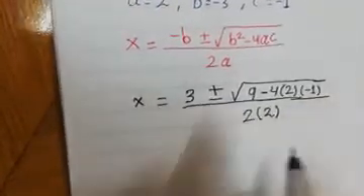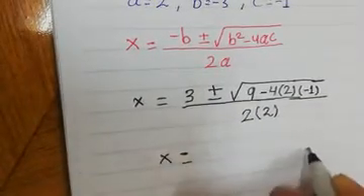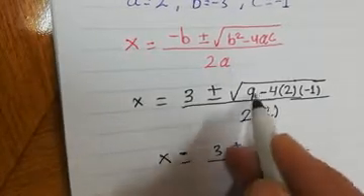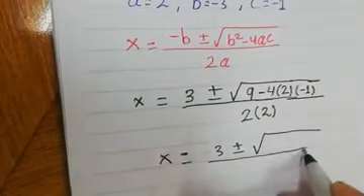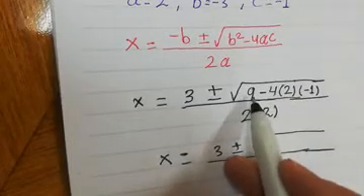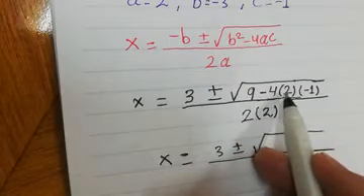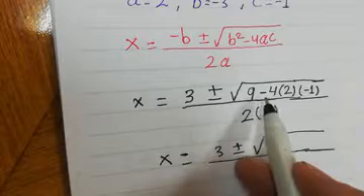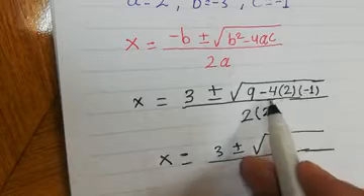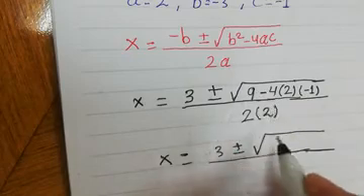What can you get now? So x will be equal to 3 plus or minus the square root of. By the way, don't forget the order of operations now. Don't find 9 minus 4, it will be 5, then multiply the 5 by 2, then by negative 1. It's wrong. By order of operations, you have to do the multiplication before. So you have to do this part first. So you will multiply these numbers, then you will add the 9. So it will be 9.